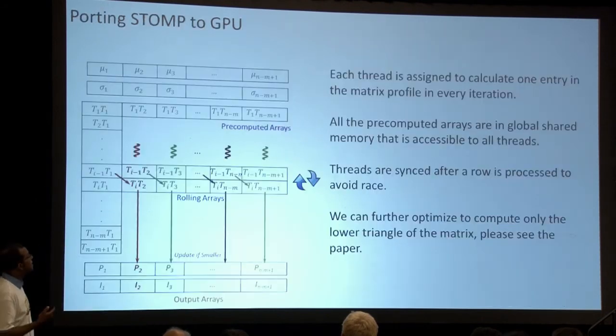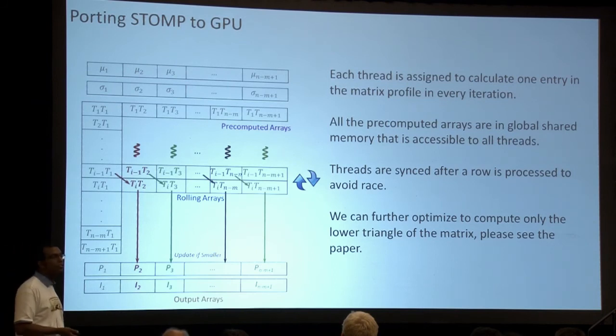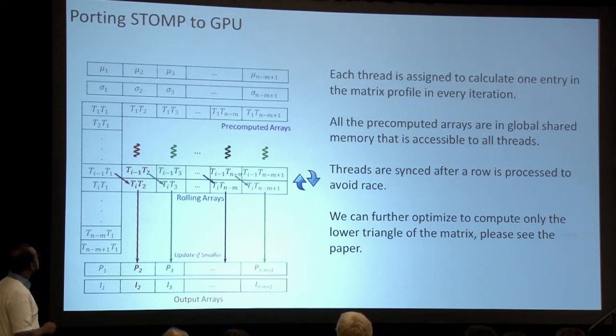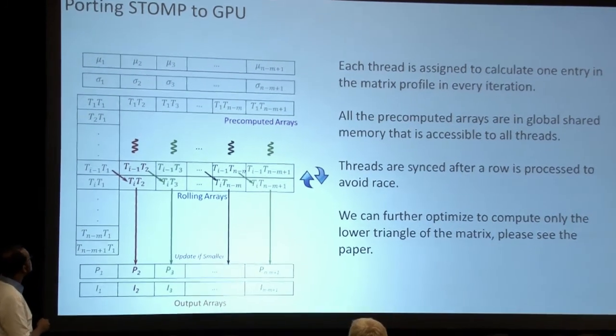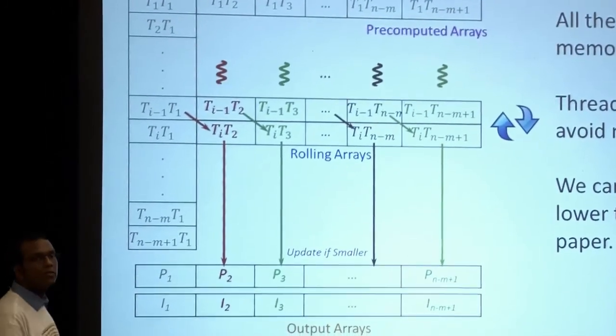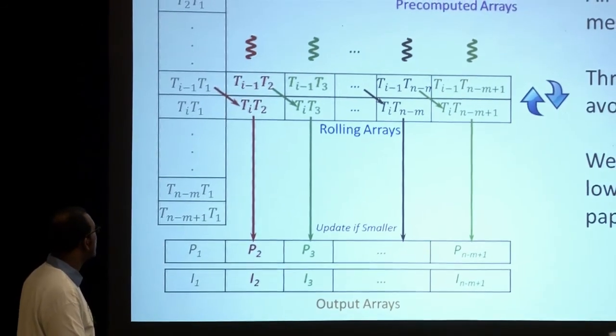And finally, you can ask, how can you parallelize this? Going back to STOMP, not the SCRIMP or column independent version, if you think about it, this value depends on this one. This value depends on this one. But when you are calculating this, you don't need anything that this one needs. So all of these diagonals, since they are independent, you can run in parallel. This little picture means that you are thinking of a thread in a GPU or in a parallel environment. So one thread will be responsible for calculating just this value and updating this P2.